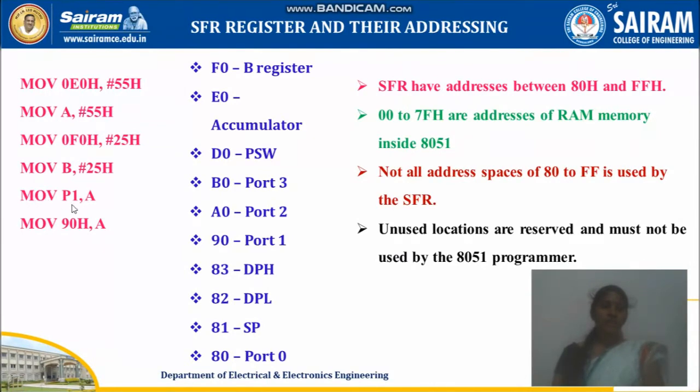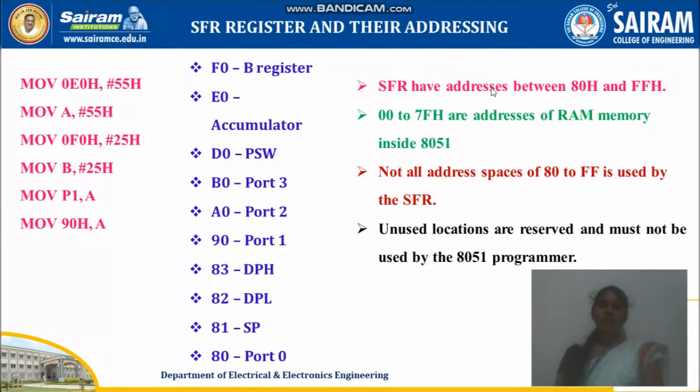Next instruction is MOV P1, accumulator. What is the address of your port 1? Port 1 address is 90, right? So you can write MOV 90H, accumulator. This is how you can use SFR register addressing, either in immediate addressing mode or with the use of ports.